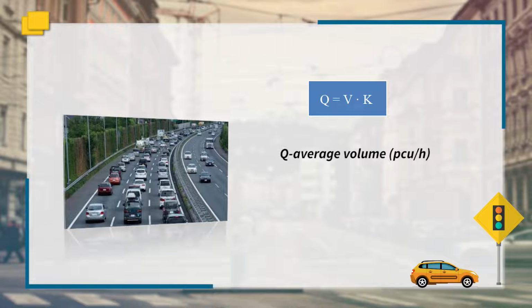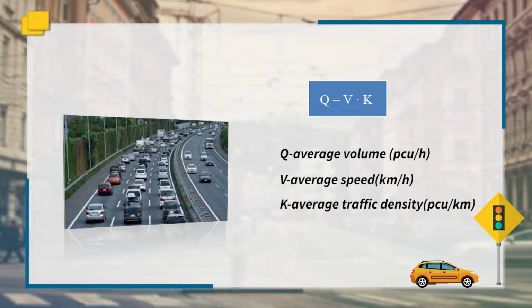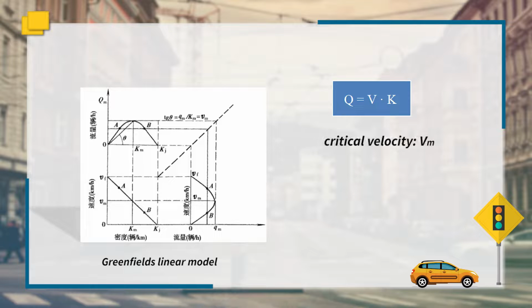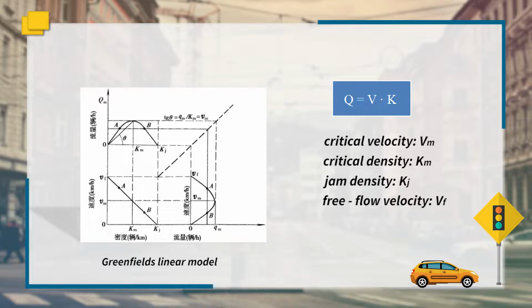The equation Q = V × K is a classic one for describing traffic flow. Q is the average volume, V is the average speed, K is the average traffic density. Greenfield's linear model comprehensively describes the relation among three elements of traffic flow. There are important parameters. The maximum flow is represented by Qm. The critical velocity is represented by Vm. The critical density is represented by Km. The density of traffic jam is Kj. Free flow velocity is Vf.